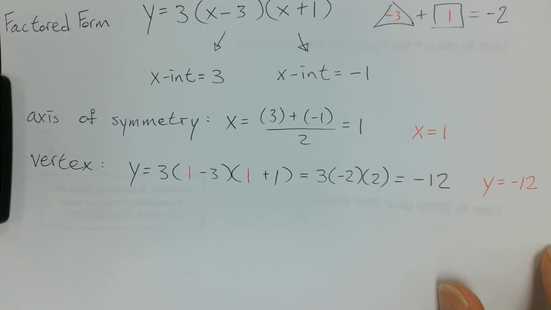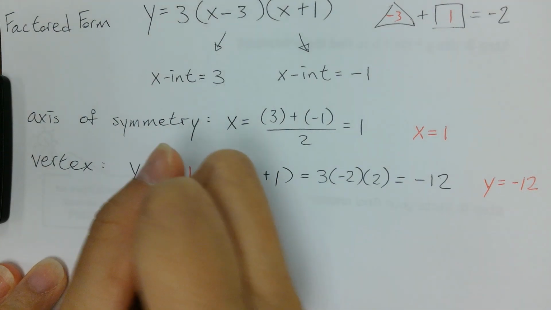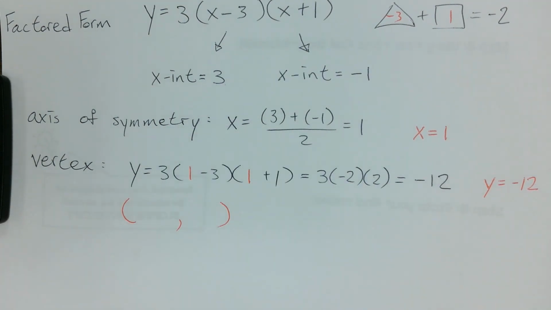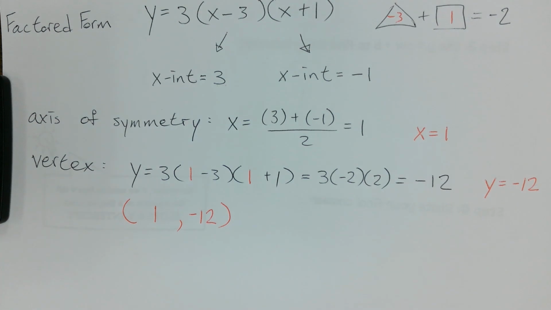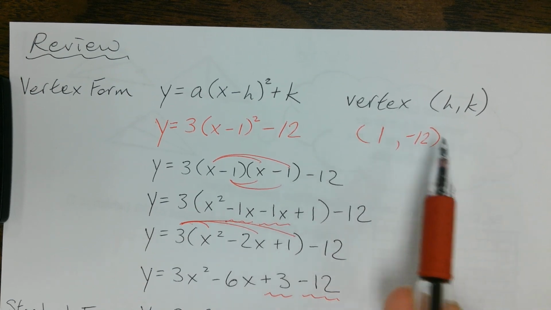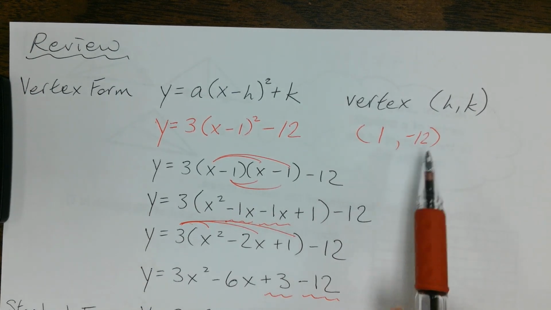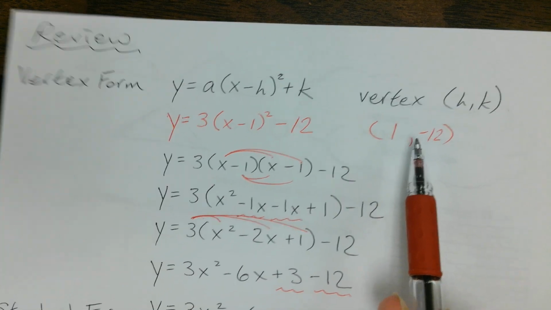I have my x, I have my y. Therefore, what is my vertex as a coordinate? Yep. 1, negative 12. Okay, if you copy down the note, where did we see 1, negative 12 from? Yeah. In our vertex form, right in the first line.